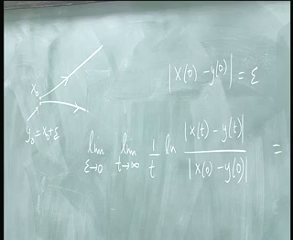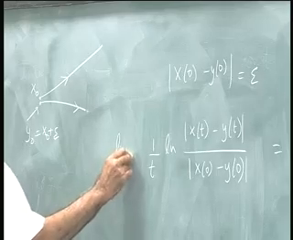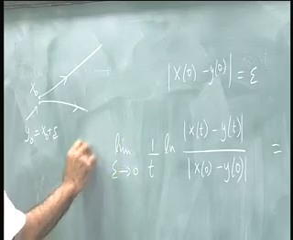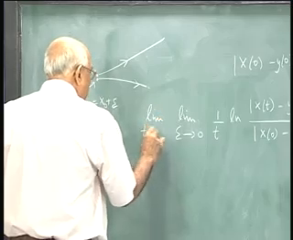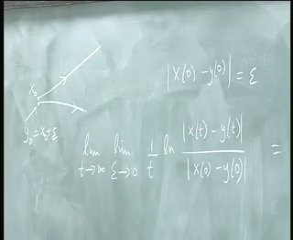Change the order of limits. This is crucial. So change the order of limits. So limit epsilon goes to 0, limit t tends to infinity will indeed do the trick.